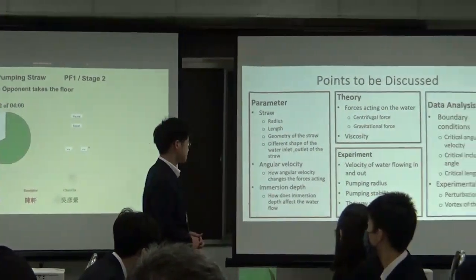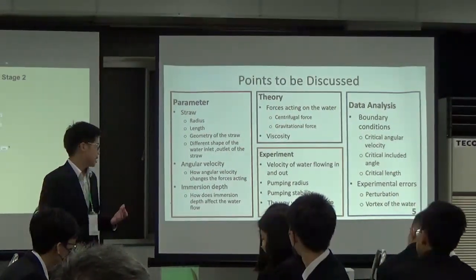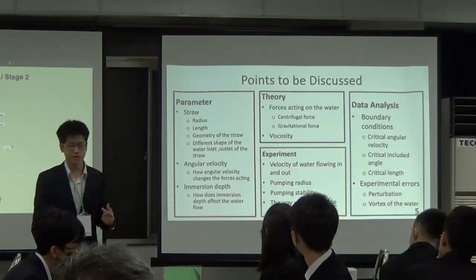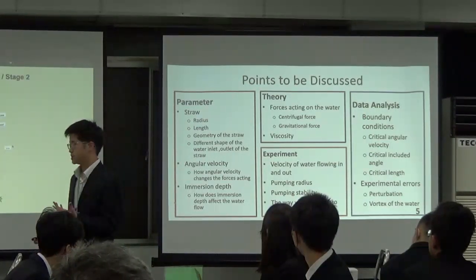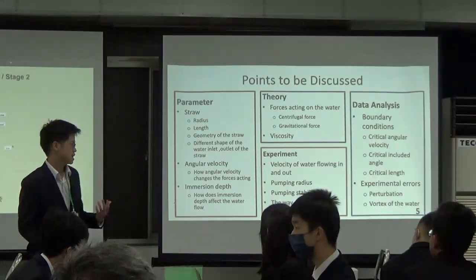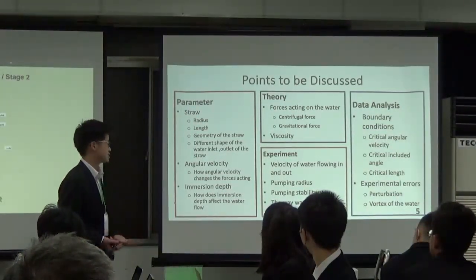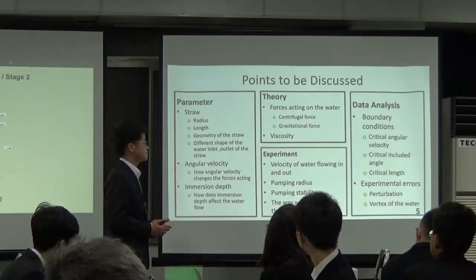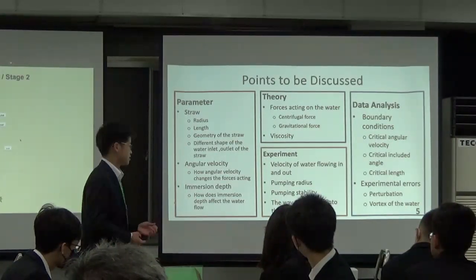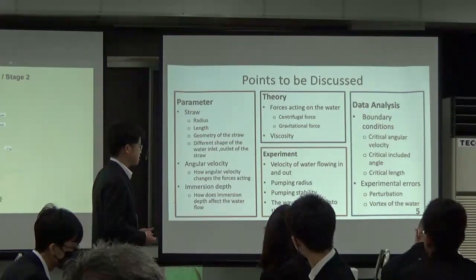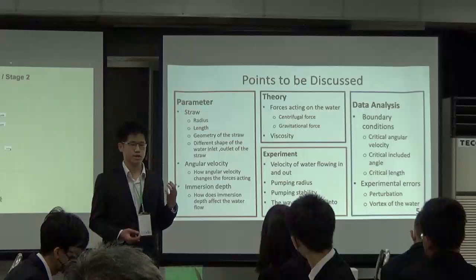And then for the experiment part, we'd like to discuss the velocity of the water flowing in and flowing out. And then the diffusion radius and the pumping stability, since the opponent thinks that there might be some deviation caused by the report's setup. And then the direction that the water flows into the straw. And for the last part, we'd like to discuss the data analysis, which covers the boundary conditions, the critical angular velocity, the critical included angle, and also the critical length or the critical height of the straw.